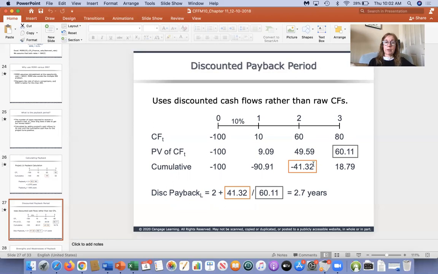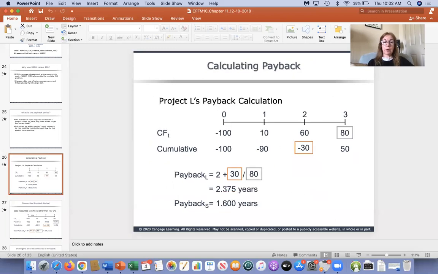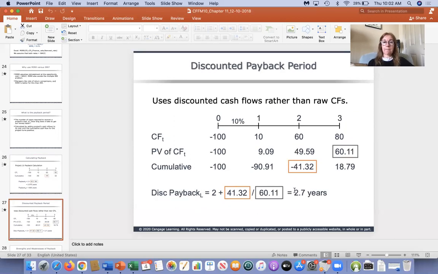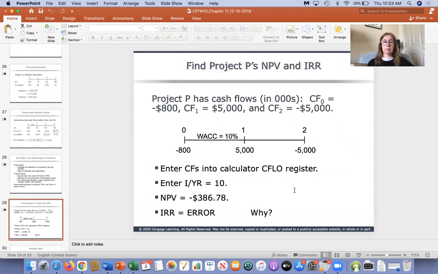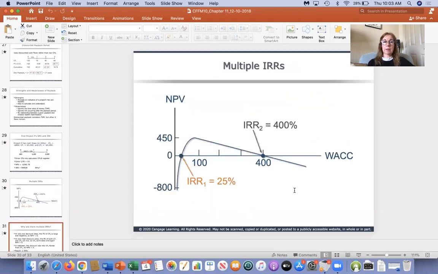We've gone positive between year 2 and year 3. So it's 2 years plus 41.32 divided by $60.11, and it's 2.7 years. Since we had to pay our investors here, the payback is going to be longer than before. It was 2.38 years. When we had to pay our investors, it went up to 2.7. All right, I think that's basically it.